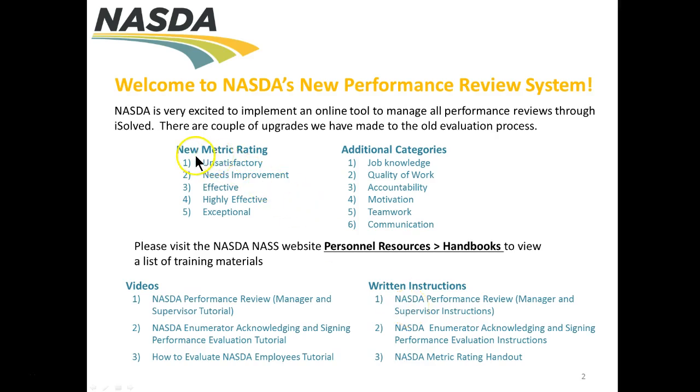The first thing is we've added a new metric rating system. So we have unsatisfactory, needs improvement, effective, highly effective, and exceptional. We've also added additional categories. And we've taken away some of the other categories and combined them to make it more unified and shorter, but also thorough. So we have job knowledge, quality of work, accountability, motivation, teamwork, and communication.